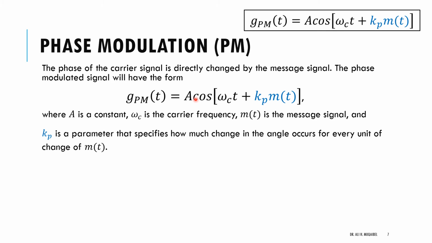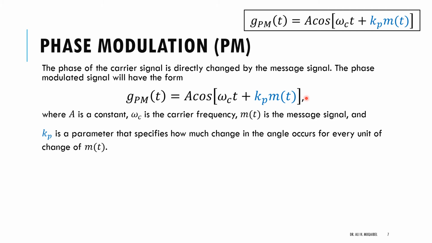Because we want to control how much phase change is there. If we make Kp large, it means the sensitivity to the message will be larger. We can make it even small. Remember now that A is constant, it's not amplitude modulated. Omega C is also constant.